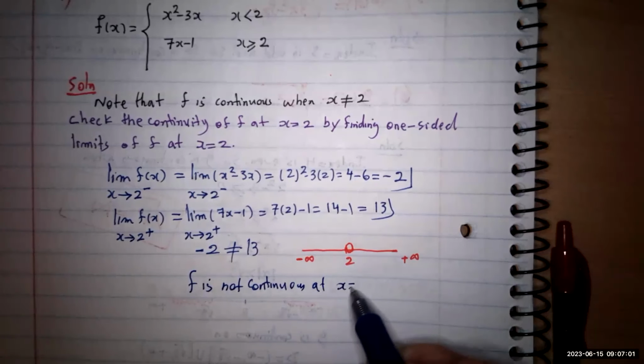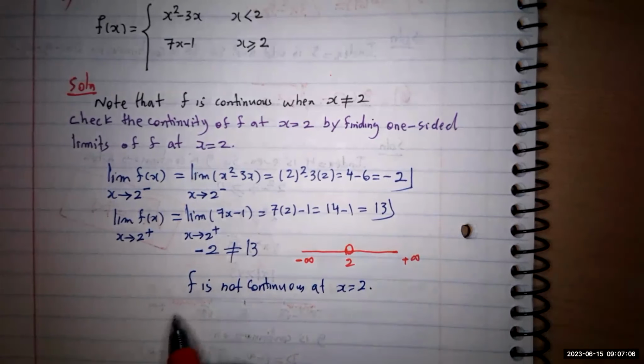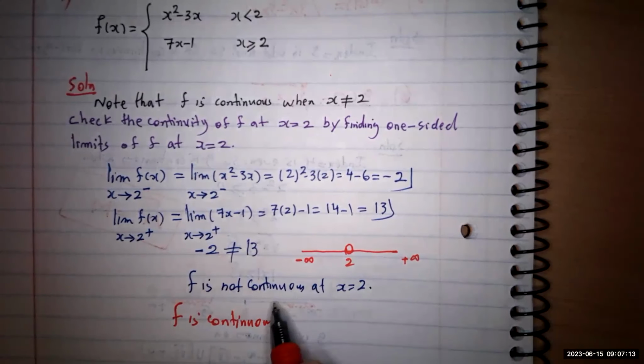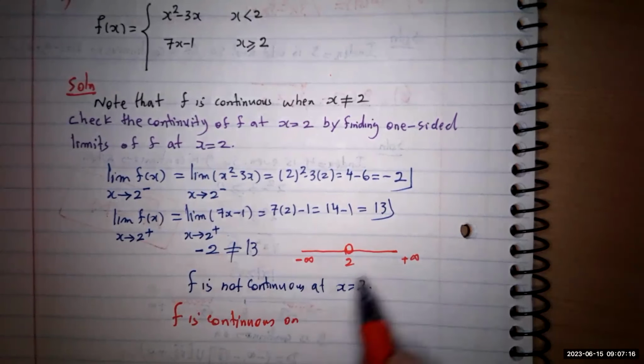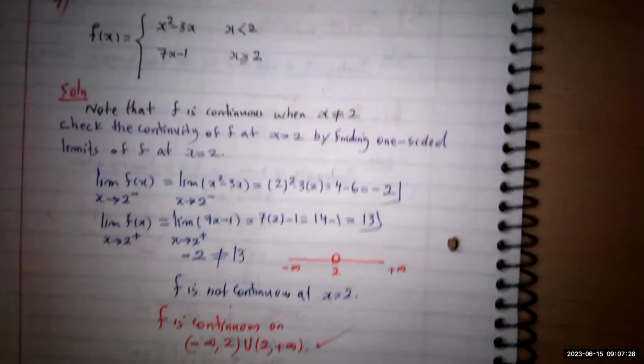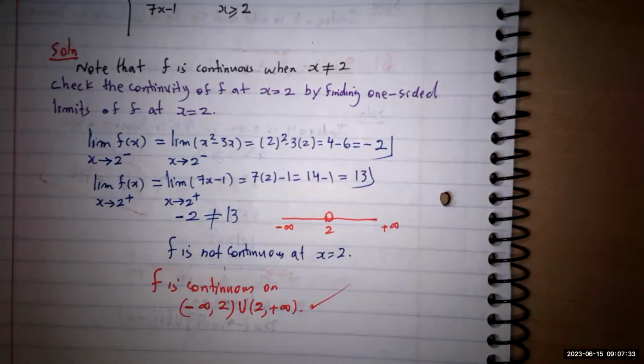Okay, at x equal to 2. And the conclusion is going to be: f is continuous on this interval. The interval is negative infinity up to 2, open, union with 2 and positive infinity. That's it. You see, the domain of the function is all real numbers, but this function is not continuous at 2. And this is the way we do it.